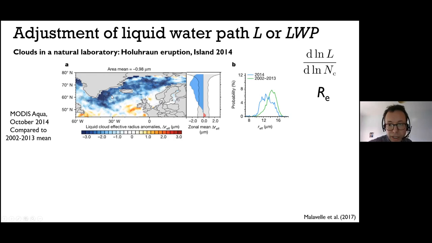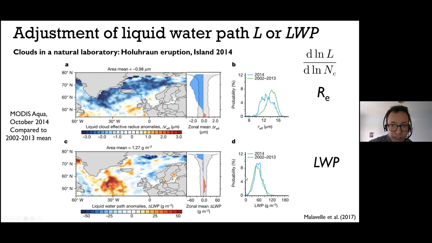And that has been done in this study, for instance, where you can see that there has been a regional decrease in cloud droplet effective radius. We can also see this in the histogram for during the volcanic eruption, and that's from the Holuhraun eruption on Iceland in 2014. And this is compared to the long-term observations. So that's more than 10 years before the eruption, where the cloud droplet effective radius PDF was shifted to larger values. And this can also be done for liquid water path. And in this particular study, it is found that this liquid water path adjustment really is negligible. You can see that both PDFs are almost identical.